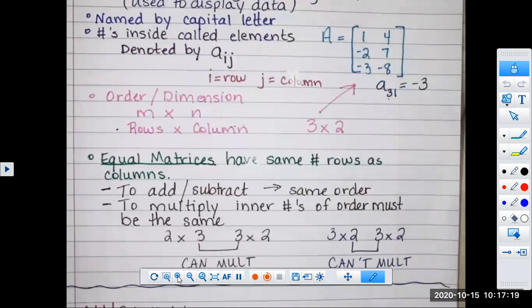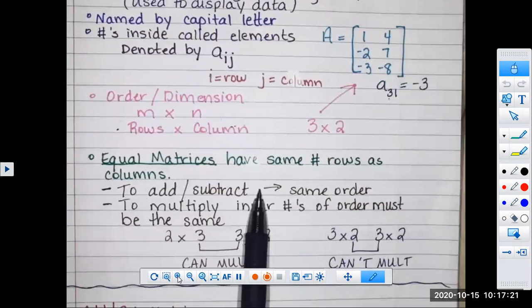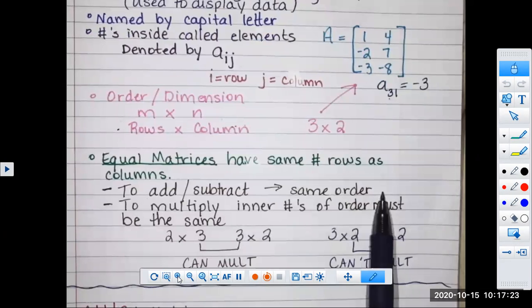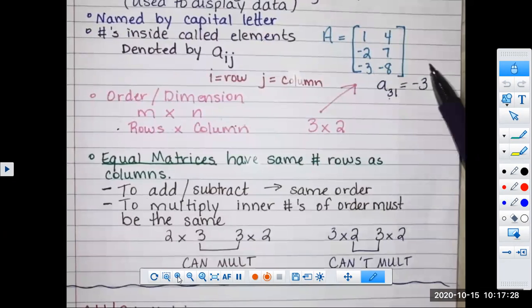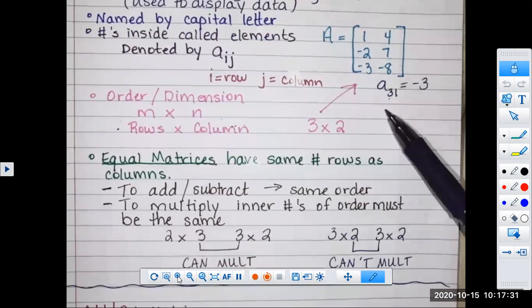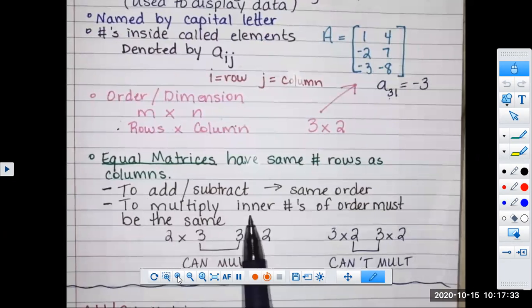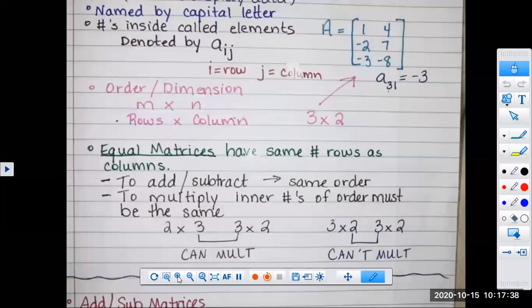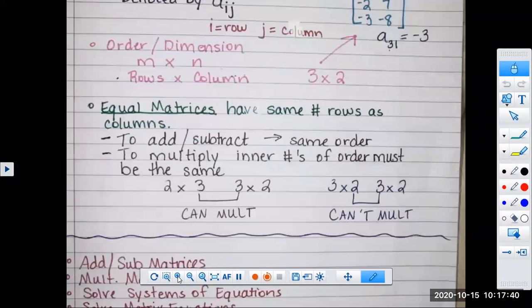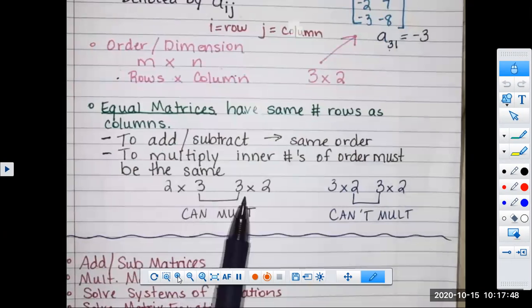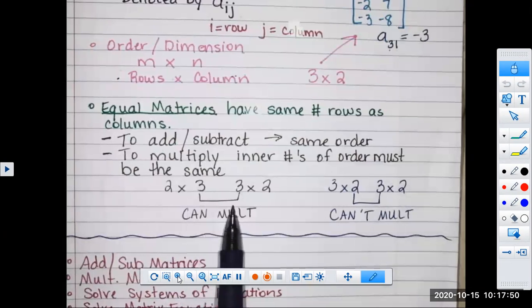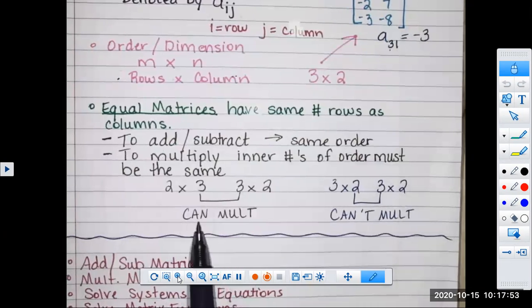Okay, so to add and subtract, your matrices have to have the same order. So if I was wanting to add another matrix to A, it would also have to be a 3 by 2. To multiply, you only look at the inner numbers of your order. So let's say I've got a 2 by 3 matrix and I want to see if I can multiply it to a 3 by 2. You simply compare your inner numbers, and if they're the same, you can multiply those.